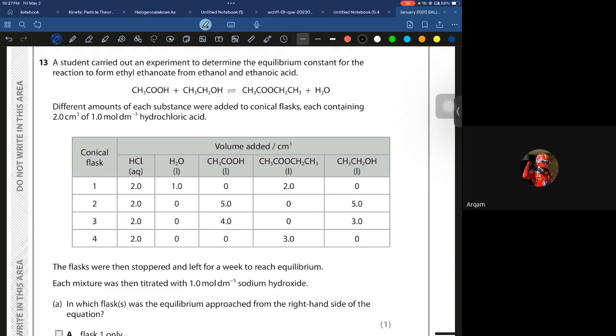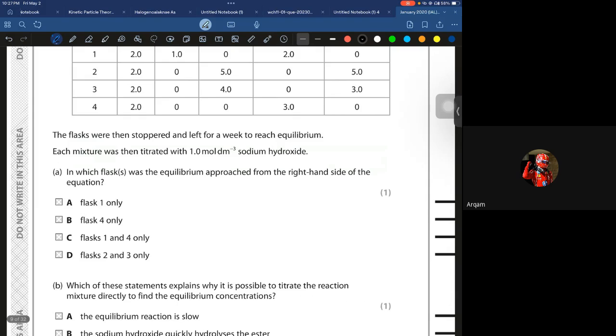A student carried out an experiment to determine the equilibrium constant for the reaction to form ethyl ethanoate from ethanol and ethanoic acid. Different amounts of each substance were added to a flask, each containing 2 centimeter cube of 1 mole per dm cube hydrochloric acid. The flasks were then stoppered and left for a week to reach equilibrium. Each mixture was then titrated with 1 mole per dm cube sodium hydroxide. In which flask was the equilibrium approached from the right hand side of the equation?